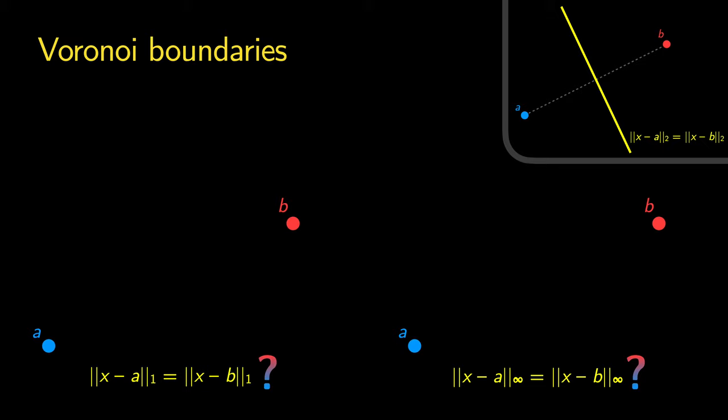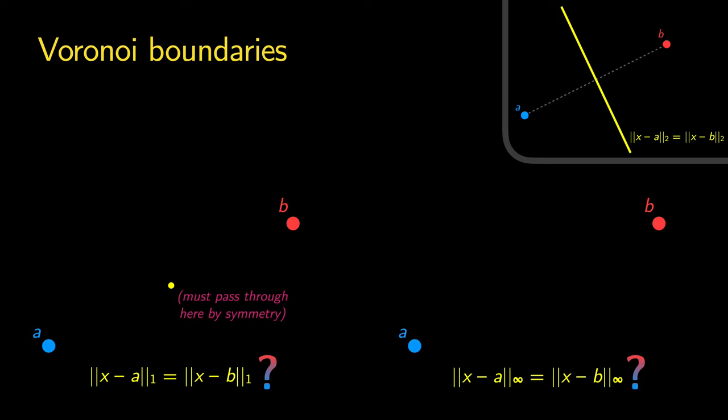So let's now look at the answer to this problem. We'll first look at the one norm case. One thing that we can deduce is that the Voronoi line between these two points must pass through the midpoint between A and B. This follows just by symmetry. We know that our norms are not sensitive to rotations by 90 degrees or reflections, and therefore just by symmetry it has to pass through this midpoint.